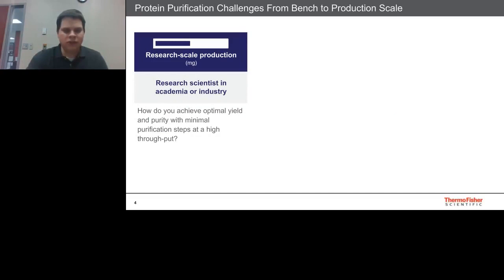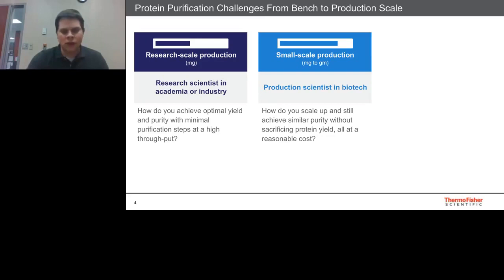Researchers working in academia or industry doing small-scale purification at the milligram level may be screening different conditions for optimal purification of their protein or proteins of interest. They face the challenge of achieving optimal yield and purity with minimal purification steps and high throughput.